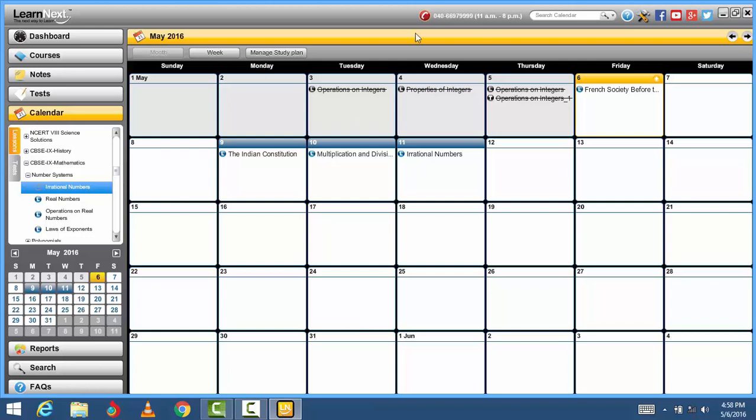If you study on that date, it will turn black like this. It means it is completed. If you do not study, the next day it will turn red and show as an overdue event. On any particular day when you log in to the software, it will remind you what you are supposed to study today and if anything is overdue. Directly you may start that lesson or test.